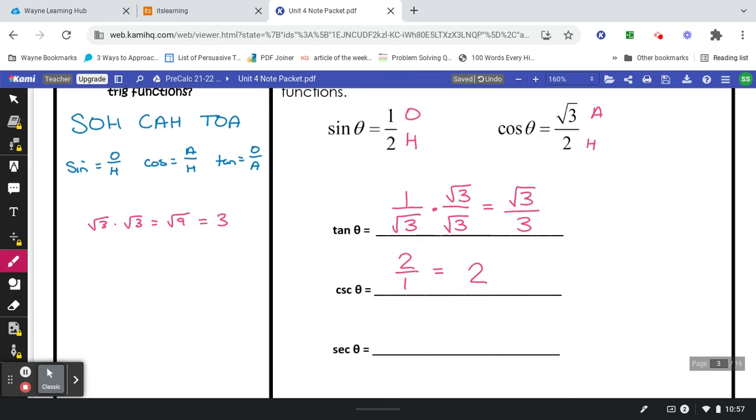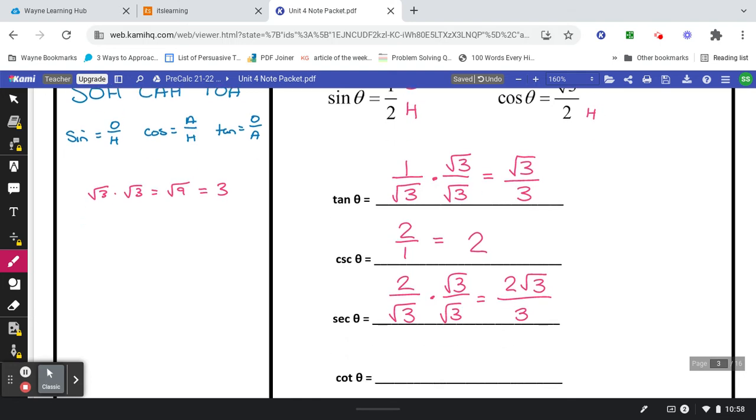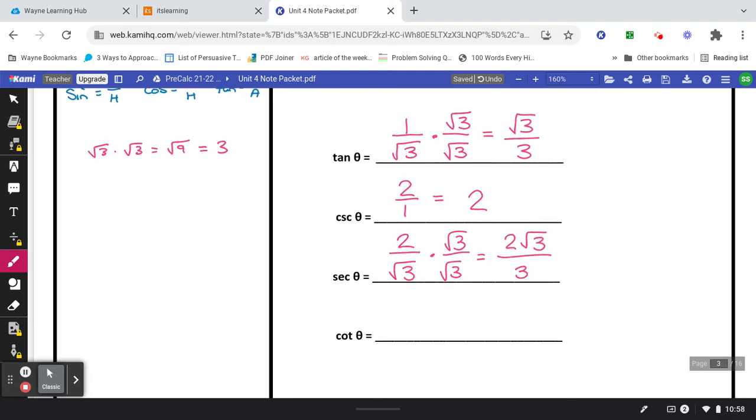Secant, H over A, or the reciprocal of cosine, would be 2 over radical 3. We'll need to rationalize the denominator again there. Same thing, radical 3 times radical 3 is 3. And up at the top, I have 2 radical 3. So because the 2 is not inside a square root, I don't actually want to multiply the 2 and the 3 together. The 2 stays on the outside, the 3 stays on the inside. And cotangent, A over O, which would be square root of 3 over 1, which can just simplify to square root of 3.